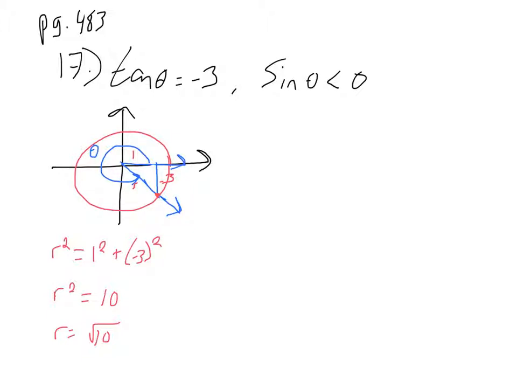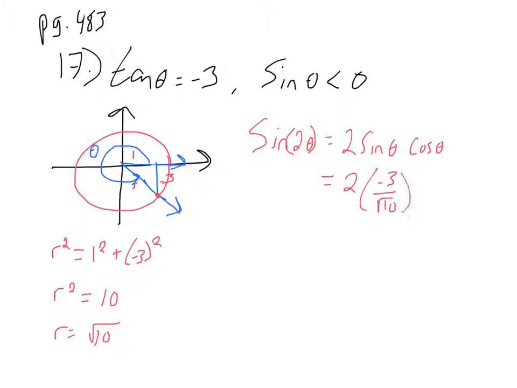So we know that sine 2 theta, the double angle for sine, is equal to 2 sine theta cosine theta. We can figure this out just by plugging in sine theta and cosine theta. Sine theta is y over r, which is -3 over square root of 10, and cosine theta is x over r, which is 1 over square root of 10. So sine 2 theta ends up being -6 over 10, which reduces to -3/5.